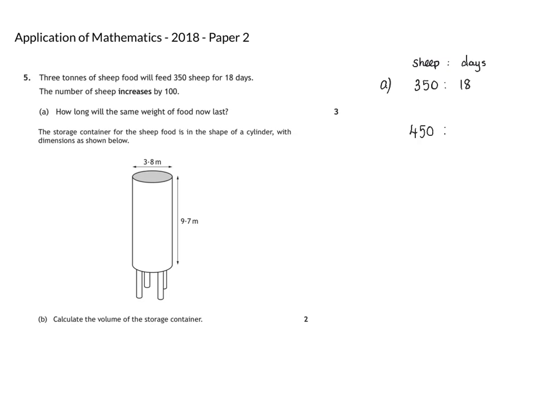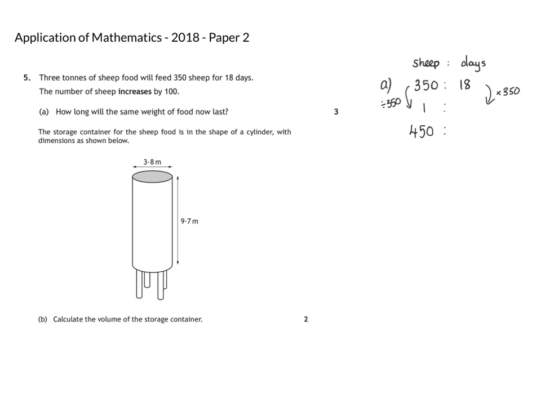So we've got a couple of ways to do this. This is an indirect proportion. If we think about it, as the number of sheep go up, the number of days is going to have to go down. So as we do one thing to one side of our ratio, the opposite is going to happen to the other side of our ratio. Well, if we've got one sheep, it's going to last 350 times as long.